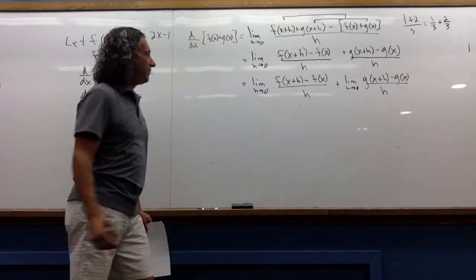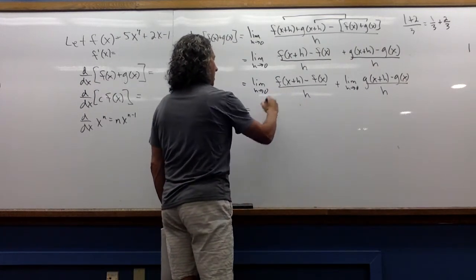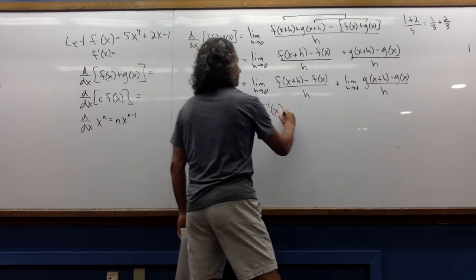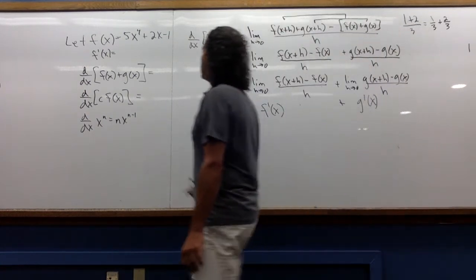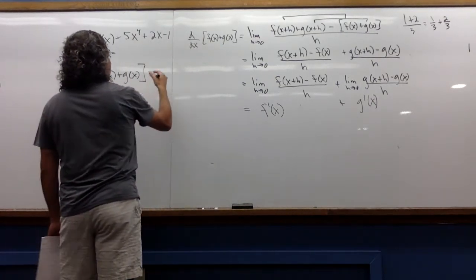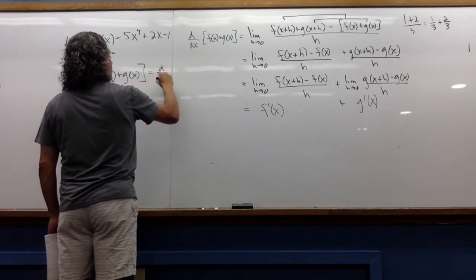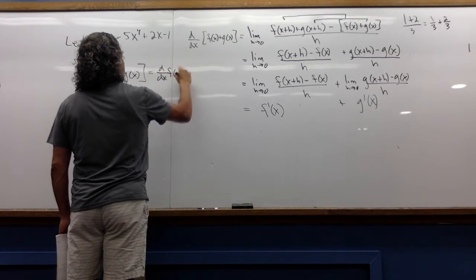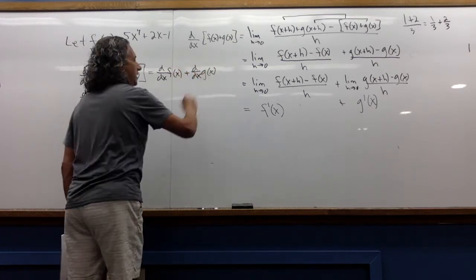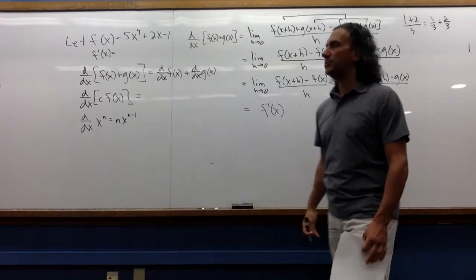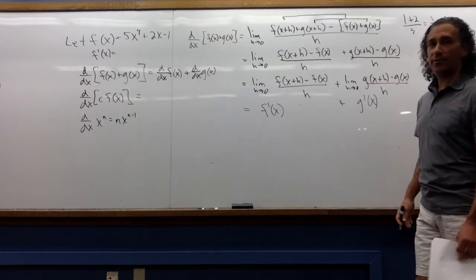And then what do I have? I've got f prime of x, and I've got g prime of x. Beautiful. The derivative of a sum is the sum of the two derivatives. Again, going back and forth between both prime and d/dx notation, you want to feel comfortable with both.